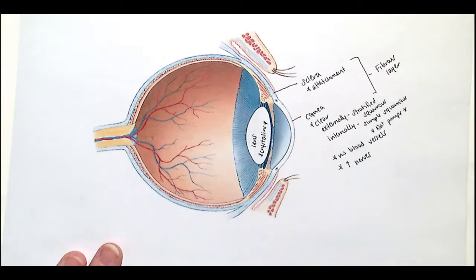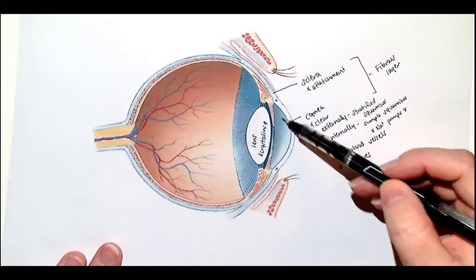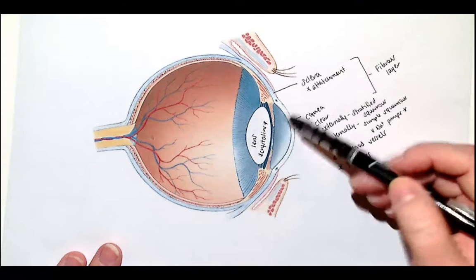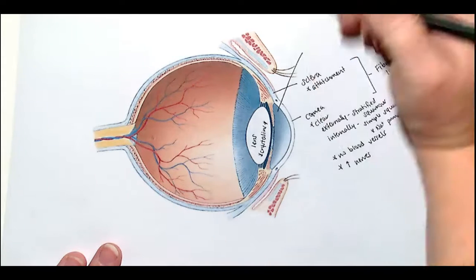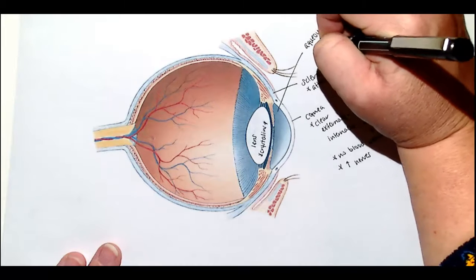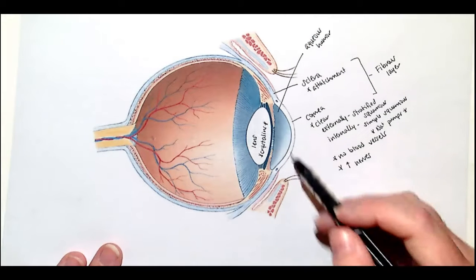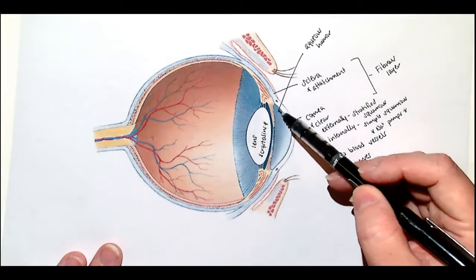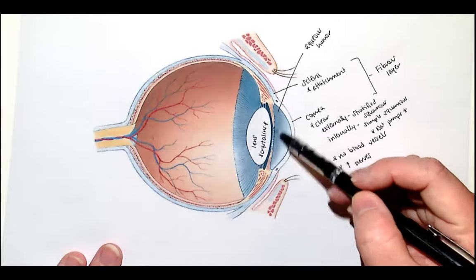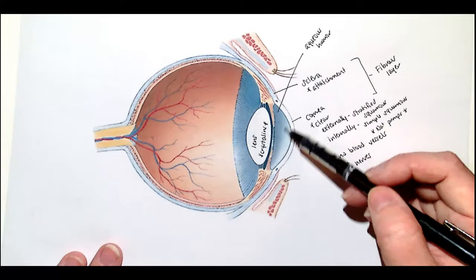So let's move anterior to posterior. This chamber behind the cornea is called the anterior chamber. It's filled with aqueous humor, which is just a saline-like fluid that's going to circulate here in front of the lens and behind the lens all day, every day.